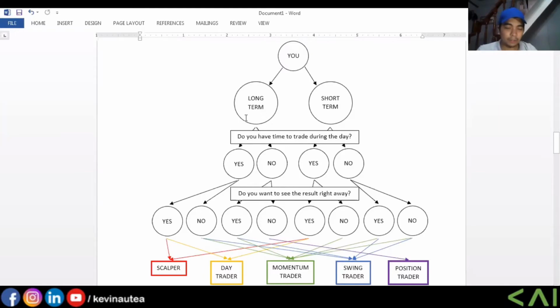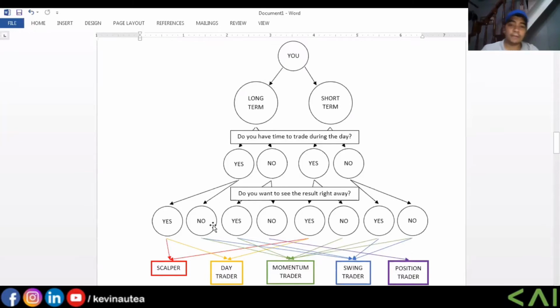Even though you're a long-term investor, because of your category that you want urgent, you have the time. So I can consider you as a scalper. All right. Next, if you have time but you don't want to see the result right away, you can be a momentum trader and a swing trader.